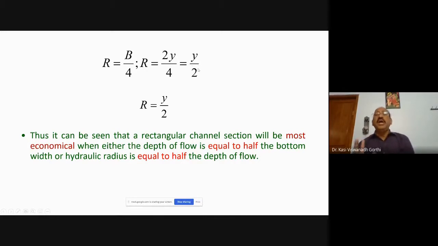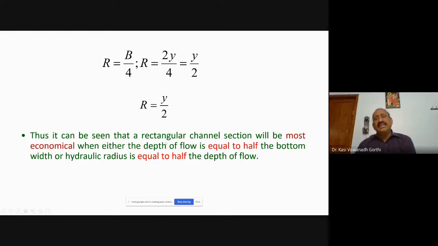So these are the two governing conditions for the most economical rectangular channel section. What are those two conditions? For a rectangular channel section to be most economical, the depth of flow must be equal to half of the bed width, and the hydraulic radius must be equal to half of the depth of flow.